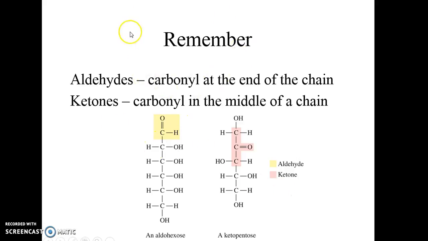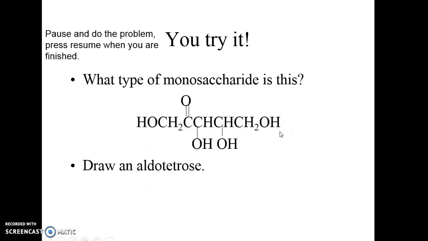So you have to be able to recognize an aldehyde, and you have to be able to recognize a ketone. Remember that aldehydes have the carbonyl at the end of a chain, and a ketone has a carbonyl in the middle of a chain. You can also look: a carbonyl that has a hydrogen attached is an aldehyde. A carbonyl that has a carbon on either side is a ketone. So go ahead and look at this and try to classify this type of monosaccharide here. And when you're through with that, just draw an aldotetrose. What would it look like?